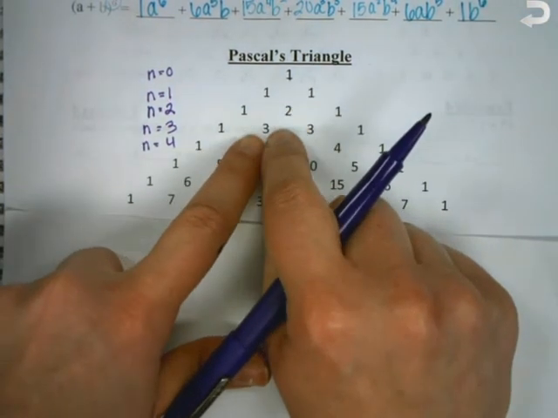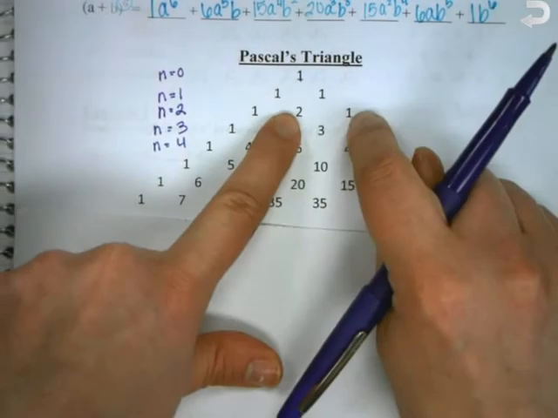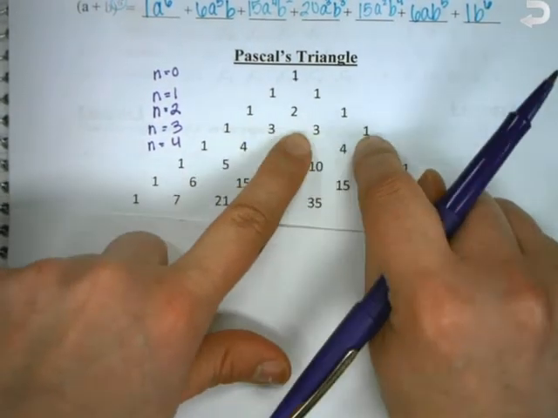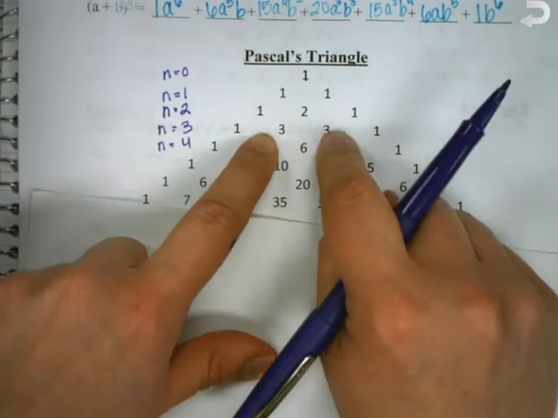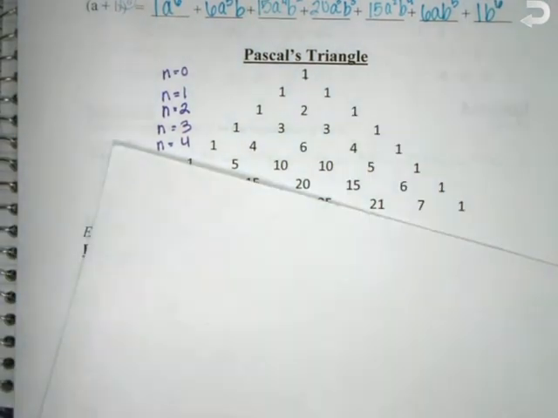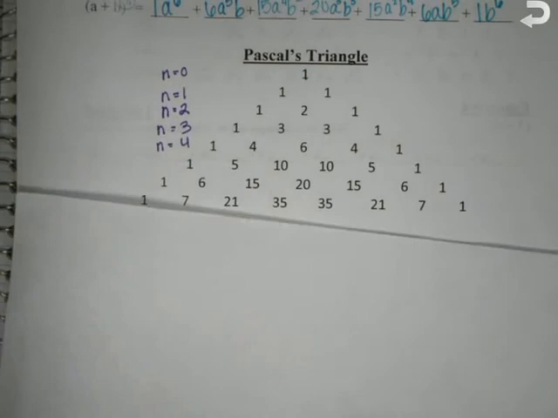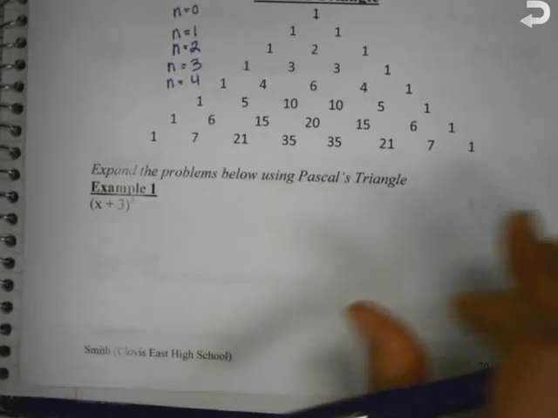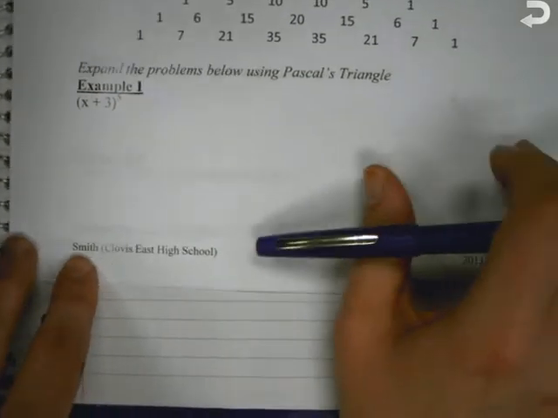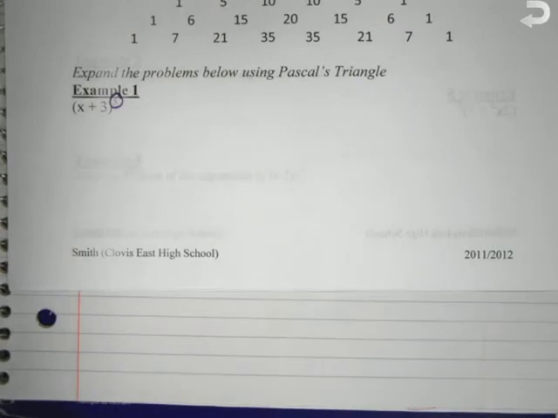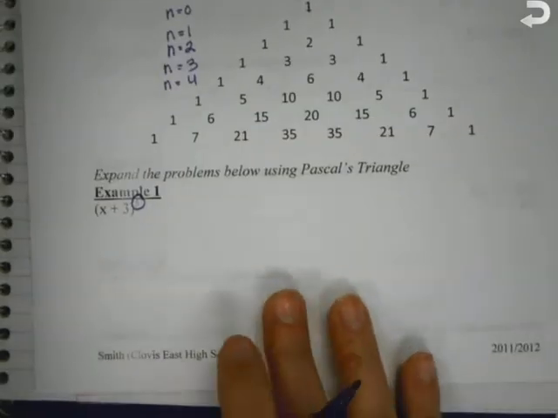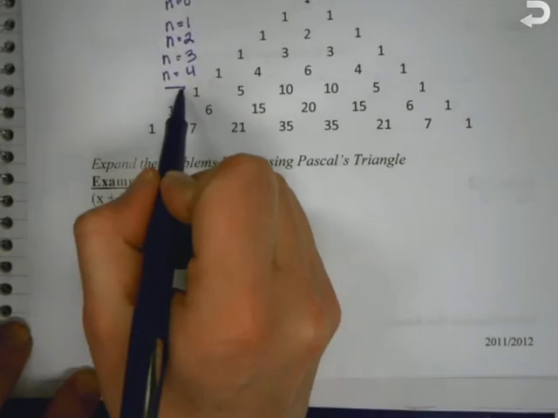Okay, so let's do it with some examples. Example 1. x plus 3 to the 5th. So which row of Pascal's triangle am I going to use? The 6th. It's actually technically the 6th row, right? But we look for where the outside term is 5. That'll give us a hint. Okay, so what are my exponents going to be?